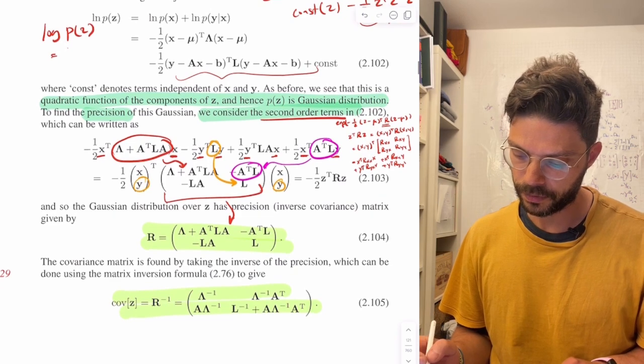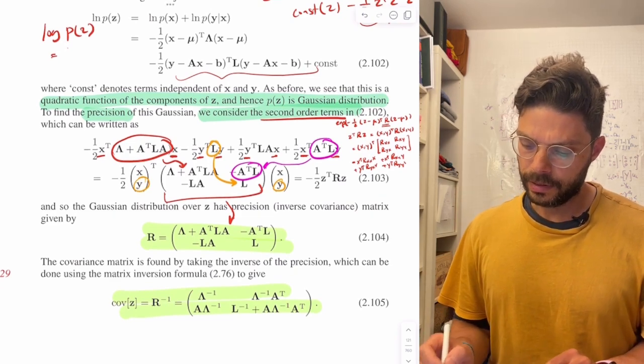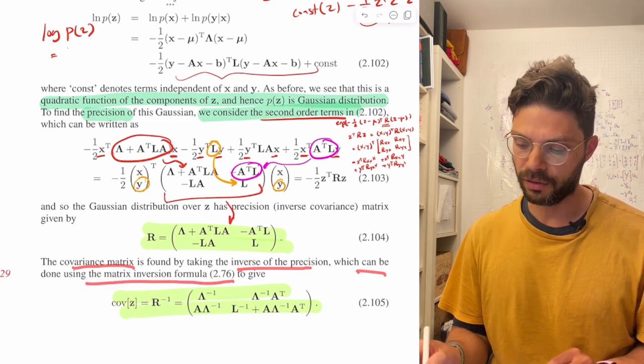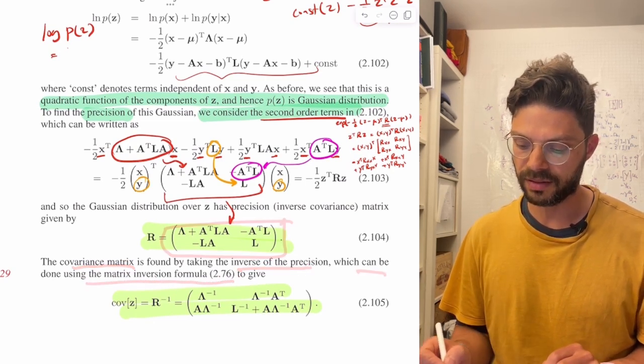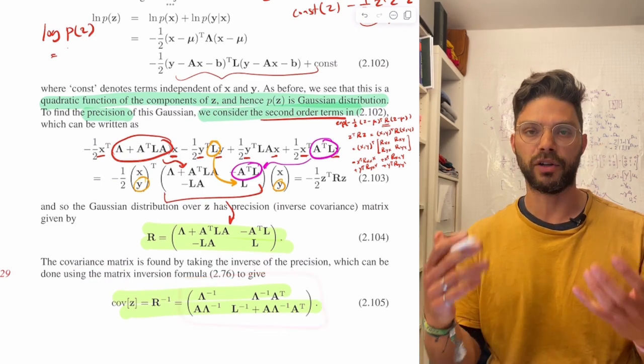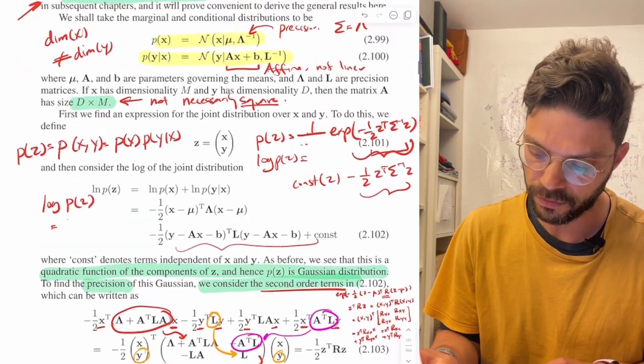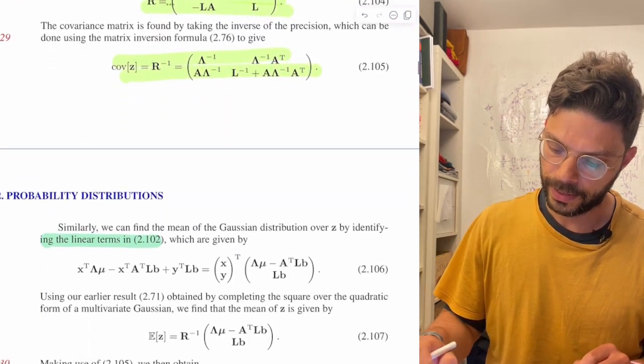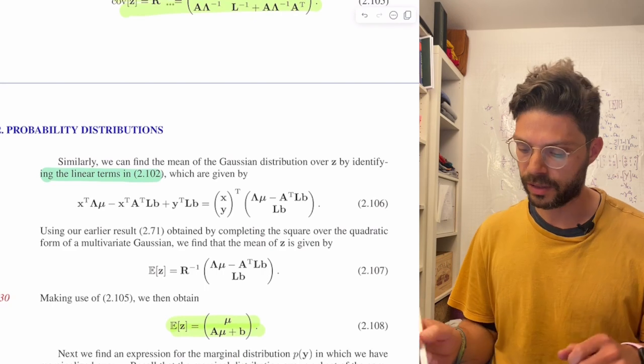Okay. The covariance matrix is found by taking the inverse of the precision. We've done this before, so you essentially just invert this and you get the covariance. That gives us the covariance of this joint variable that we're interested in. Okay, great. And now again, we're just playing the same game.